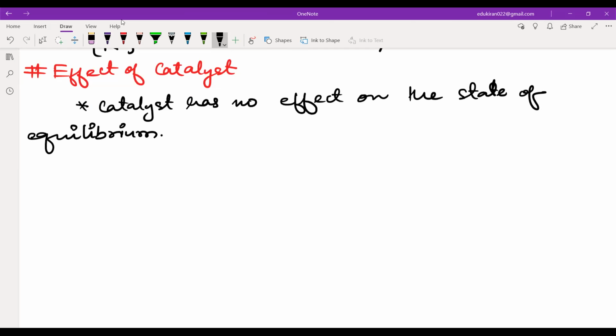Okay, so at this point, chemical equilibrium is completed. There is one more portion in equilibrium, that is the ionic equilibrium, that we'll be starting now. So write the last thing, that is the effect of catalyst. Catalyst has no effect on the state of equilibrium. Then you can write the heading: Ionic equilibrium.